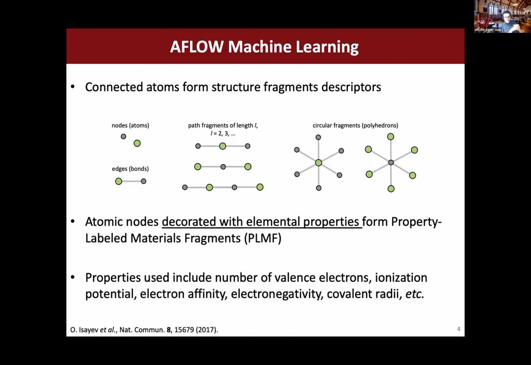Okay, so with these connections, we can build a graph, a representation of the crystal. We have the nodes that represent the atoms and the edges that represent connections. And we can build clusters of these nodes in a graph. We call them fragments. So we have a path fragment here, which is kind of a line of connected atoms. We have a circular fragment, which you can see looks like a local atomic environment. And we're going to decorate the properties of the atoms on top of these nodes. And so we're going to use properties like the number of valence electrons, the ionization potential, the electron affinity, the covalent radii, etc.